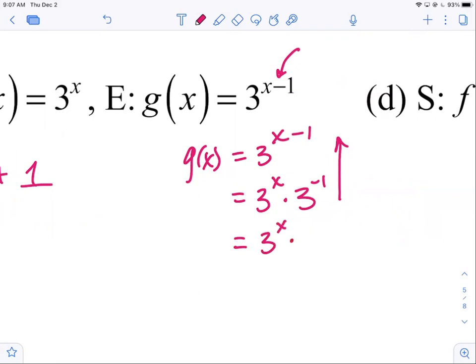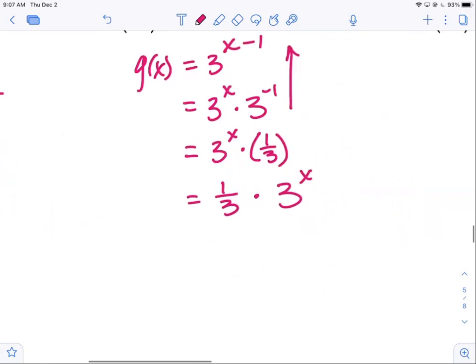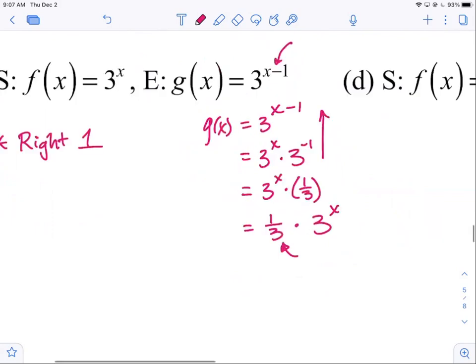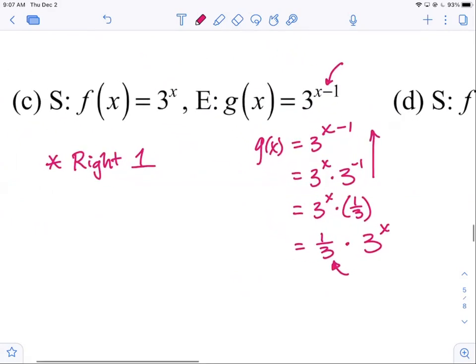That's 3 to the x times, what's another name for 3 to the negative first? 1/3. Good. And now because that 1/3 is multiplied, I'll bring it to the front. 1/3 times 3 to the x. And now it's an a value. So for this function, apparently, moving the graph right 1 unit is equivalent to a what? If it's an a value, it's got to be a vertical compression by a factor of what? 3. Good. If your scale factor is ever less than 1, you just flip it.